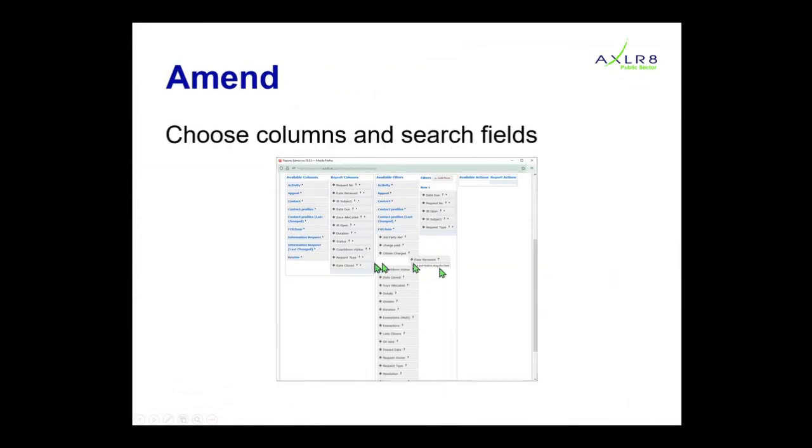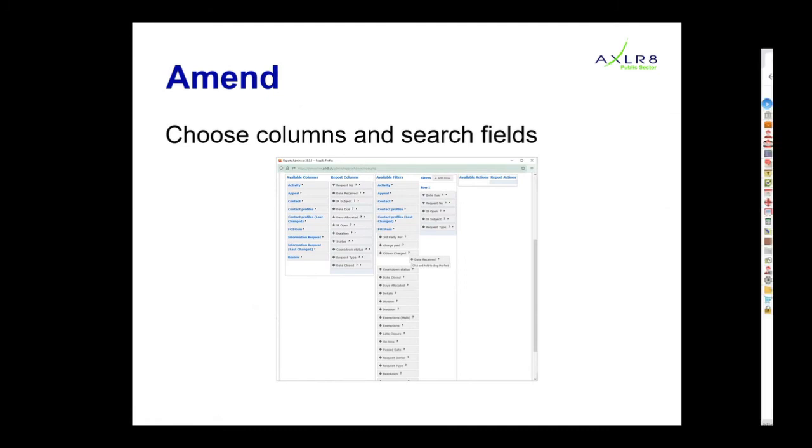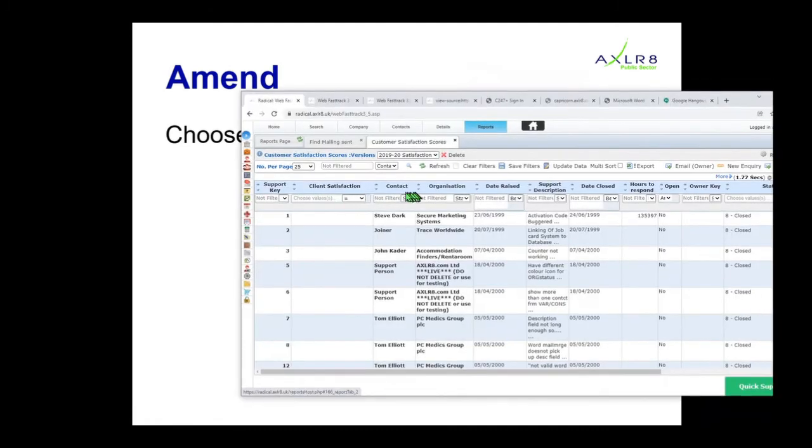We covered how to choose columns and how to drag filters in. In the next version of Report Builder, every column will have a filter anyway, so you won't need that. So if I look at, I don't know, customer satisfaction scores, you'll see that every column has a filter on it anyway. So as I go there, I can say I only want people from this or whatever.